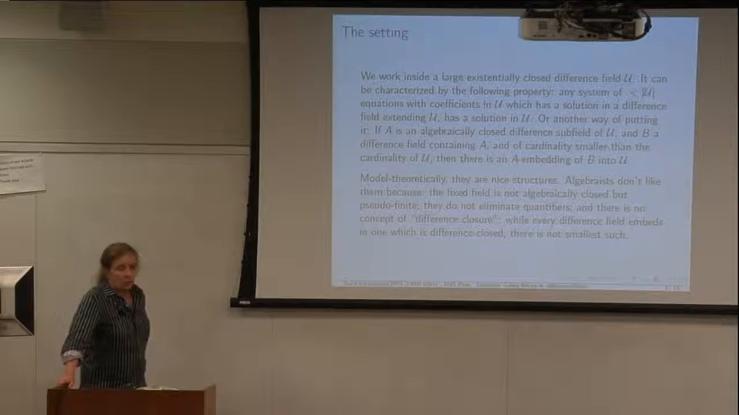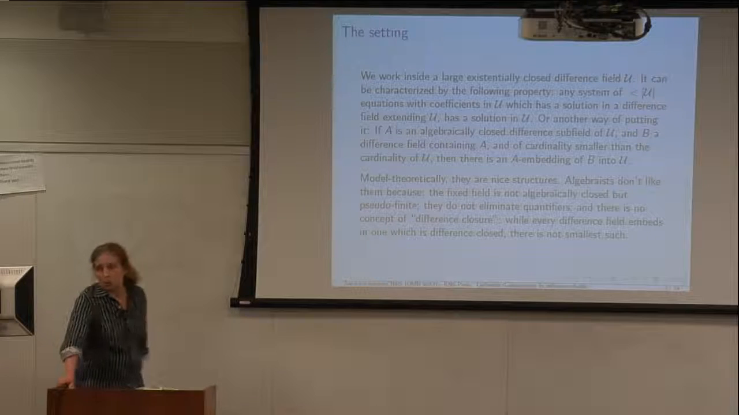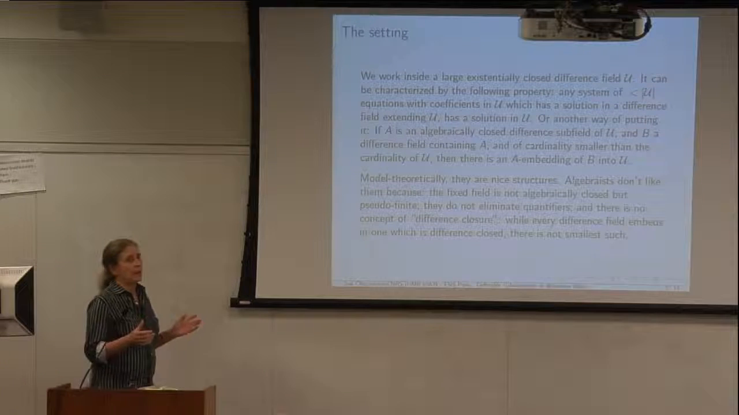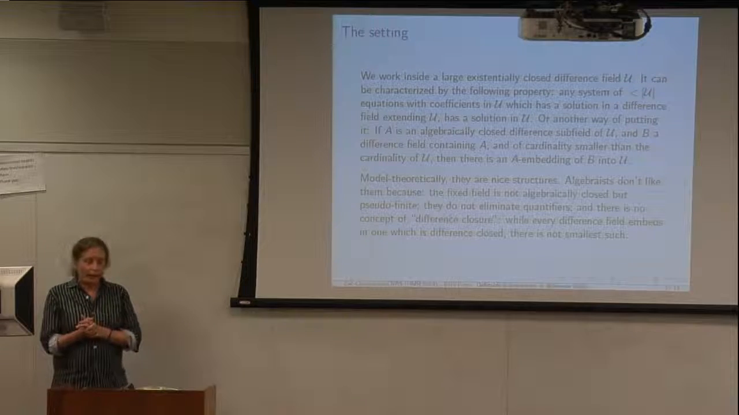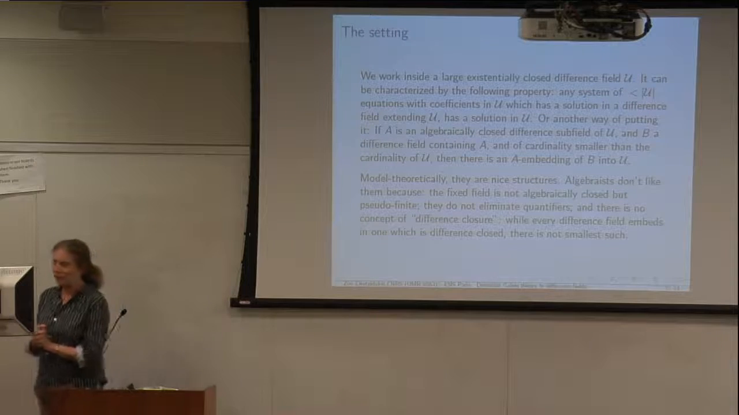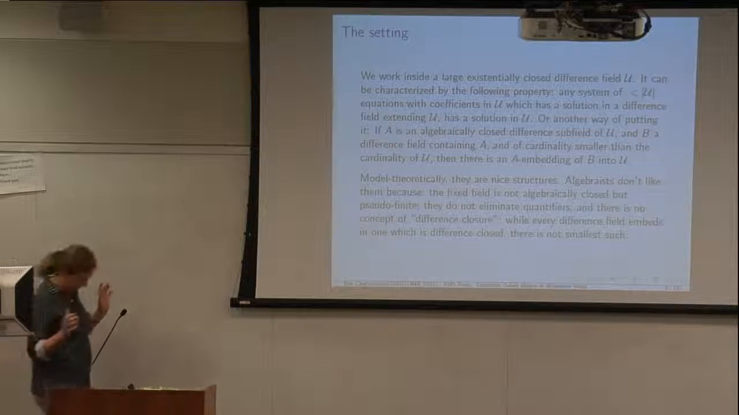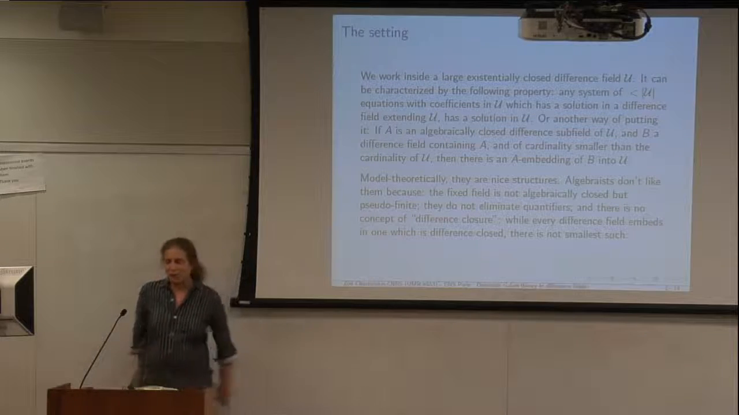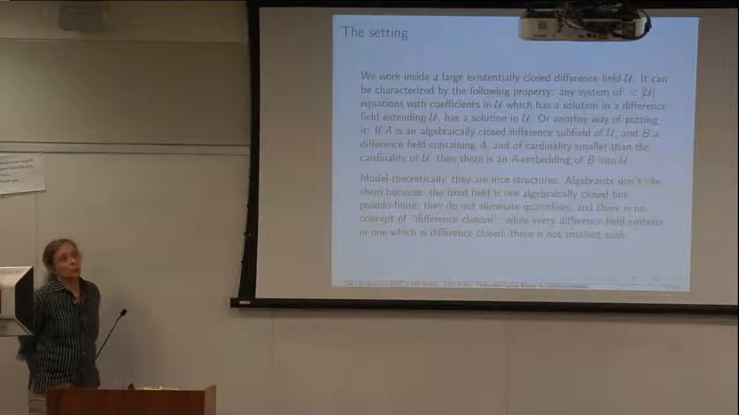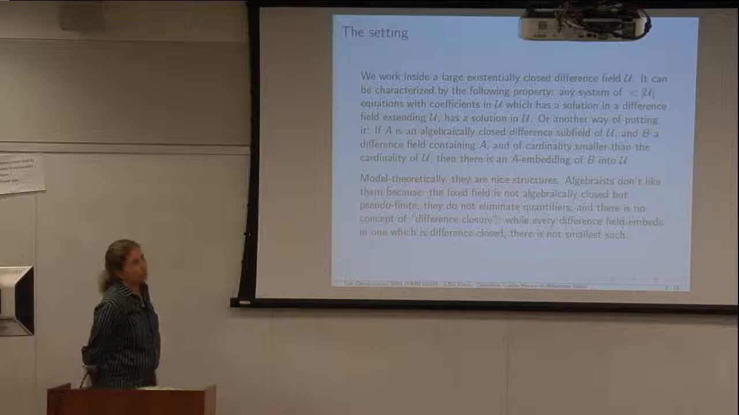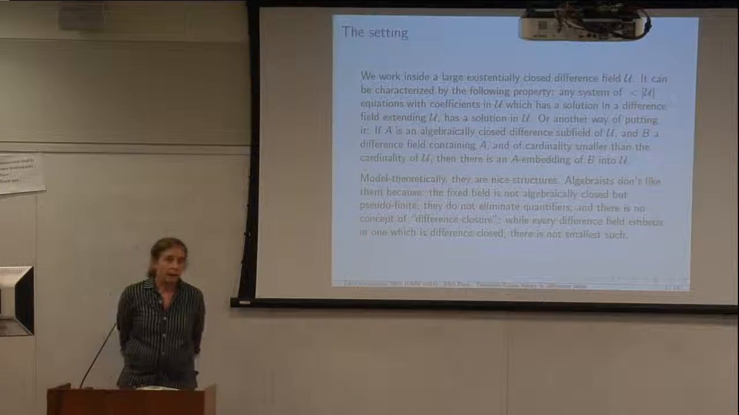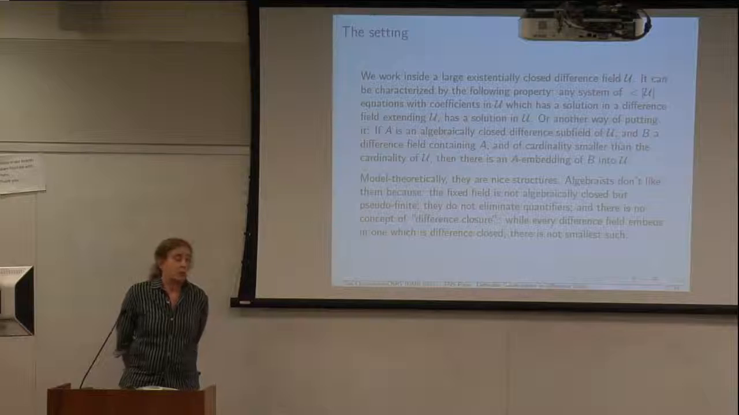Model theoretically, they are very nice structures. Their theory is super simple. We know the elementary invariants, and we know lots of things about them. The algebraists actually hate them because the fixed field is not algebraically closed. To them that is totally unacceptable. How can you do something with a fixed field which is not algebraically closed? The fixed field is pseudo-finite. So in a sense, it's not algebraically closed, but it has very nice properties. The absolute Galois group of these fields is generated by sigma.